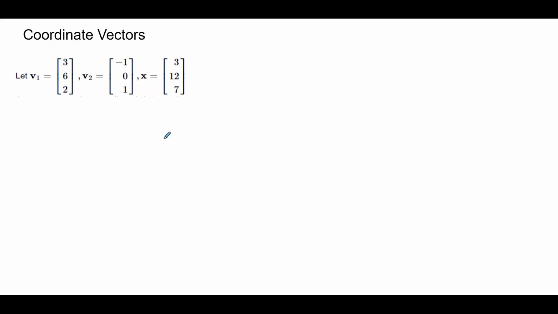What is a coordinate vector? So we have three vectors here, v1, v2, and x. And let's say we let set B be the span of v1 and v2.